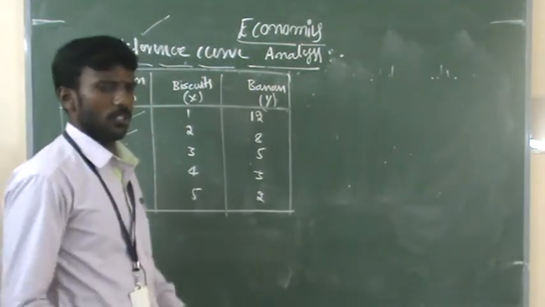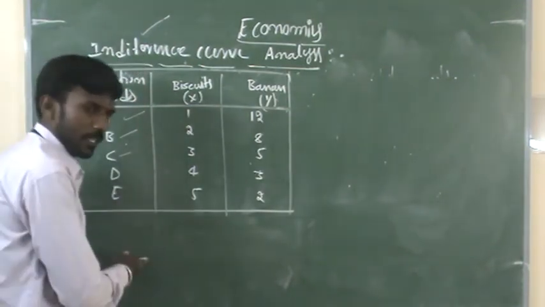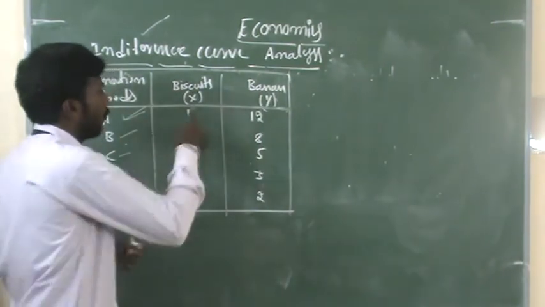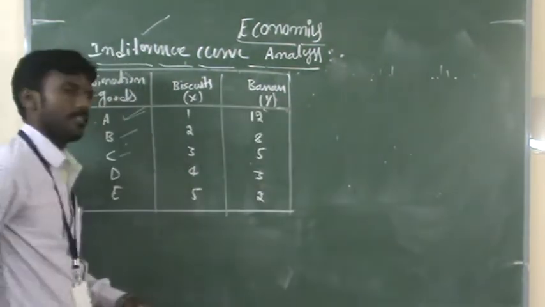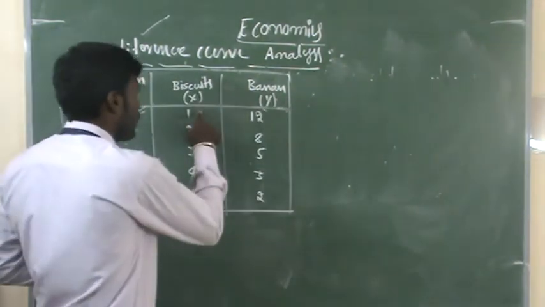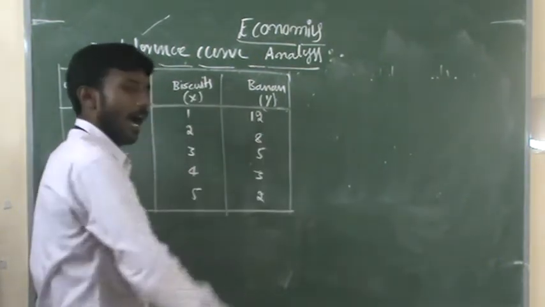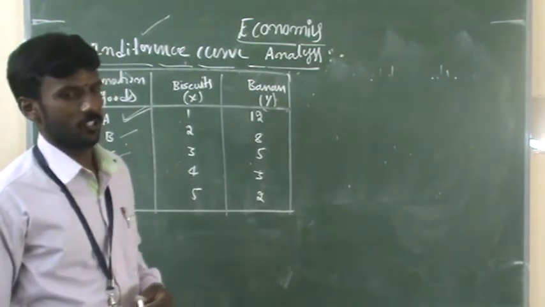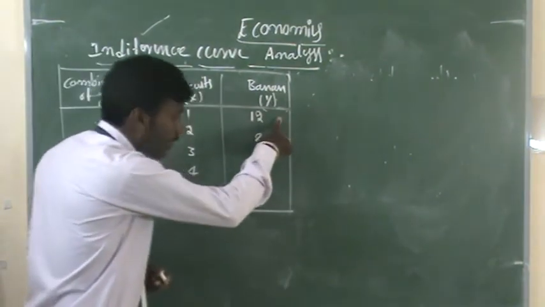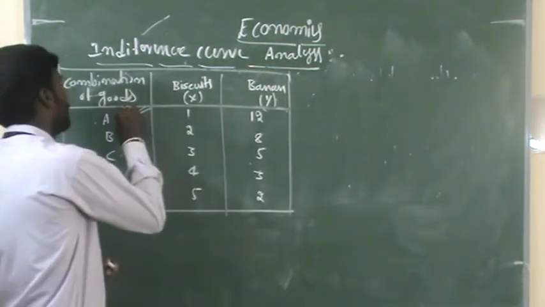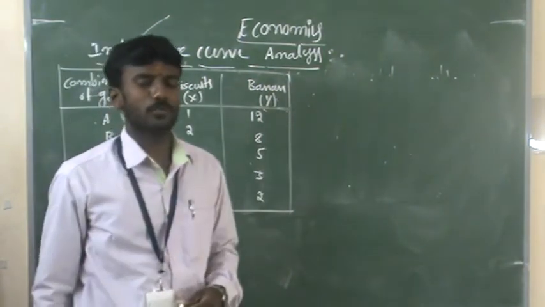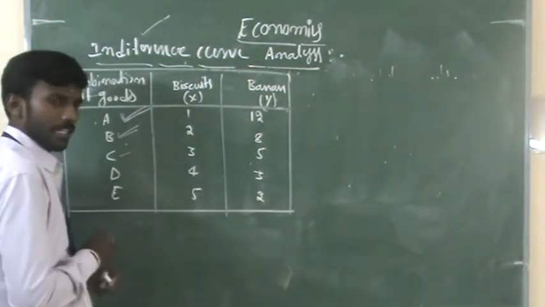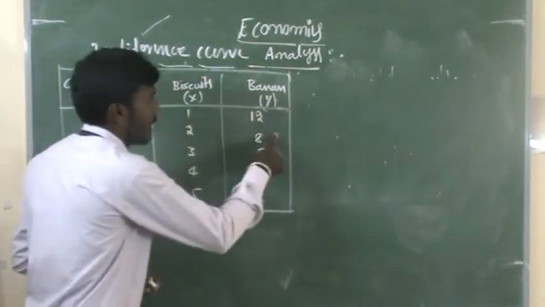Like that, in total there are different types of bundles. Let us consider the A bundle, which contains 1 unit of biscuit and 12 units of banana. A consumer can consume 1 unit of biscuit and 12 units of banana at combination A, and the consumer gets an equal level of satisfaction. The consumer eats 12 bananas and one biscuit in bundle A and gets an equal level of satisfaction. Or the B bundle contains 2 units of biscuits and 8 units of banana.